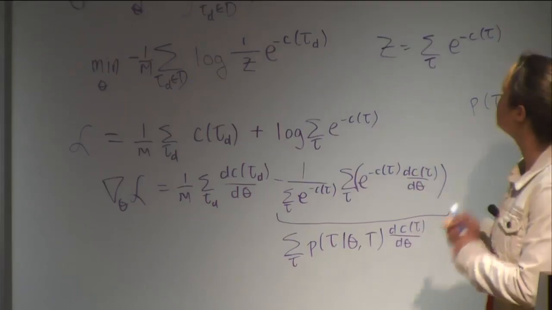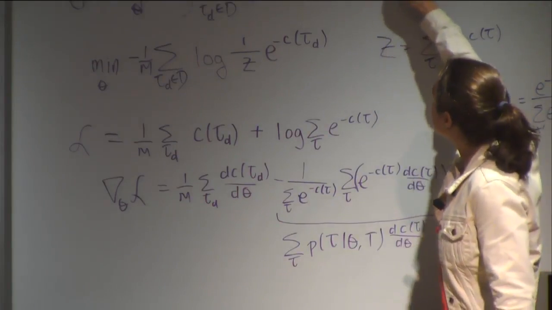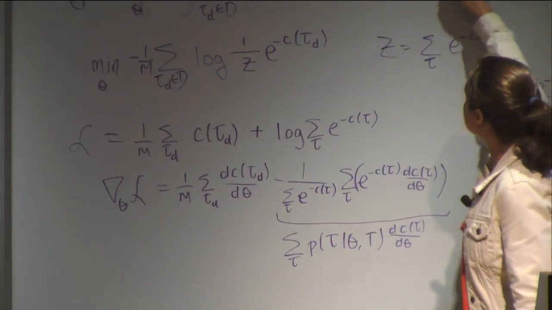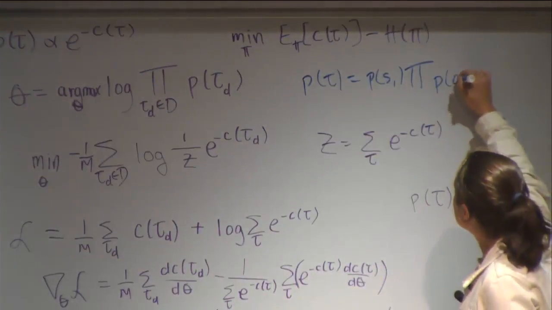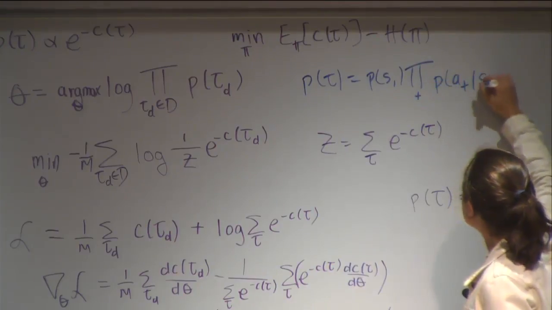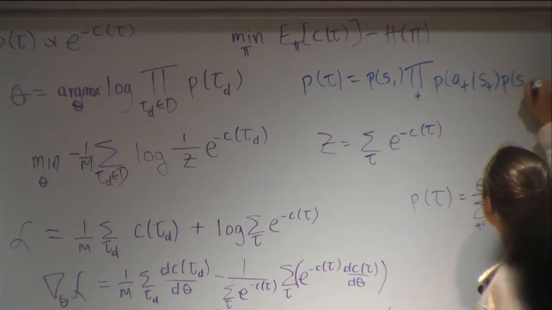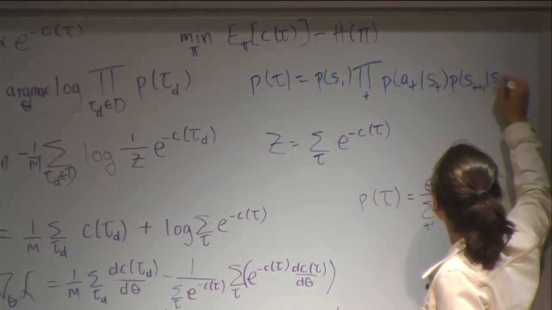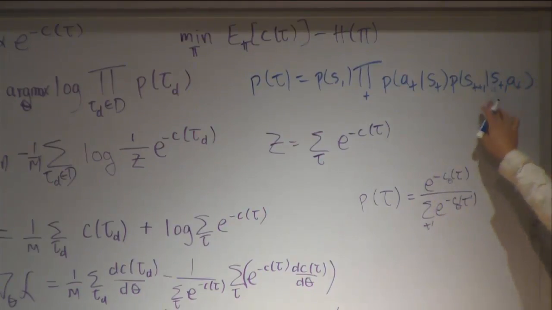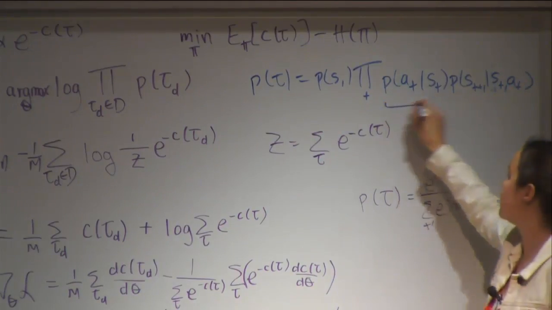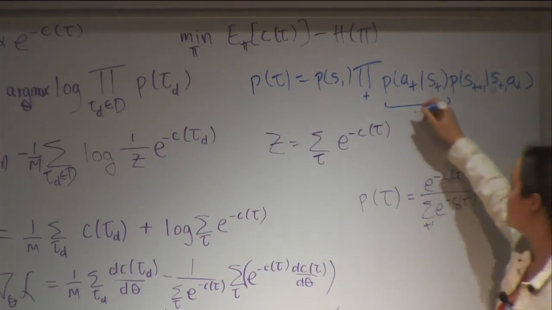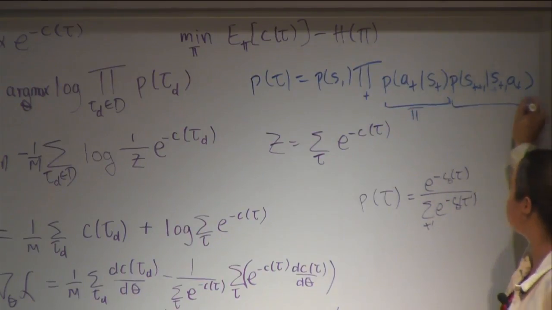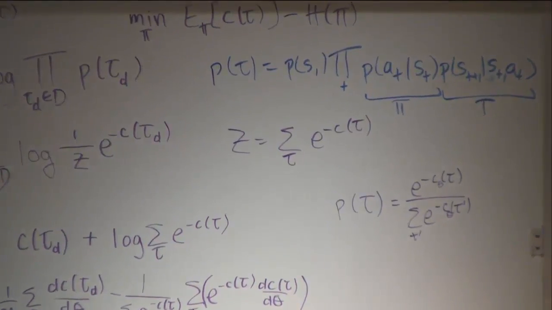I can't really write here for visibility reasons, so I'll write in a different color up here. Note that the probability of a trajectory is equal to the probability of your initial state times the product over the probability of a_t given s_t times the probability of s_{t+1} given s_t and a_t. This first part is our policy under our cost function, which we can denote as pi, and this other part is just our transition dynamics. Okay.